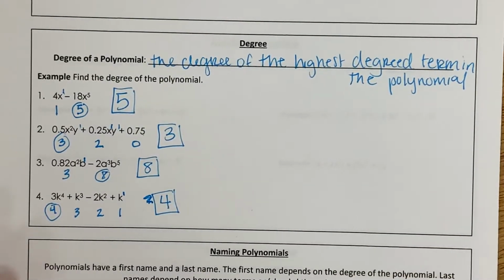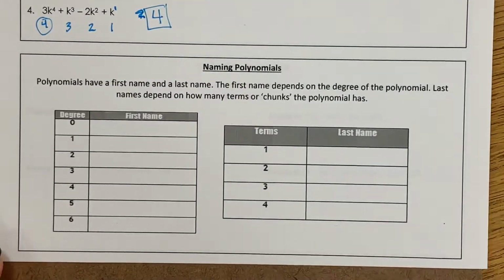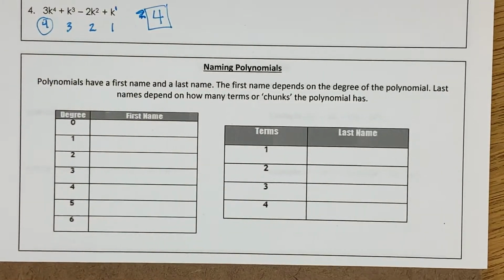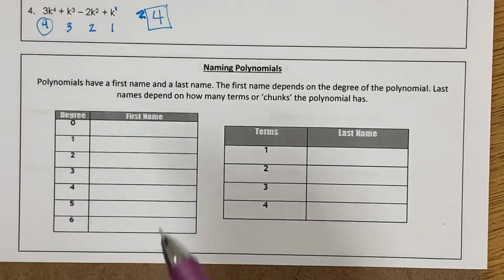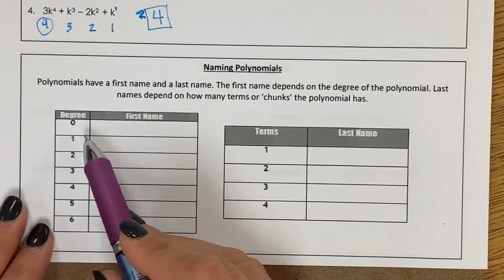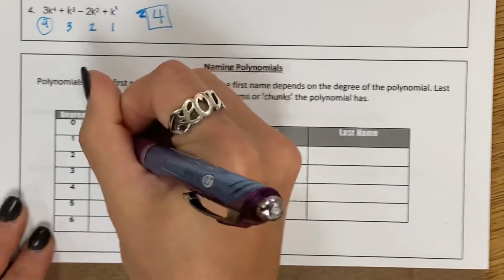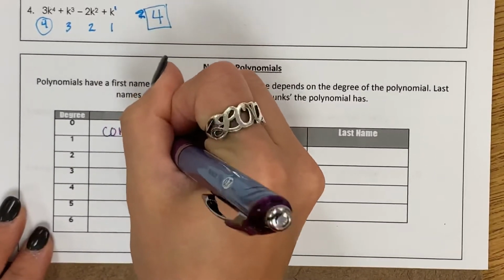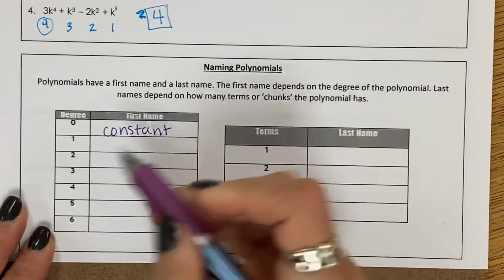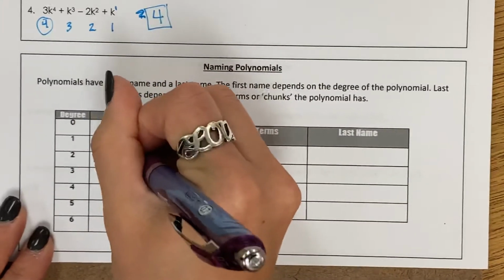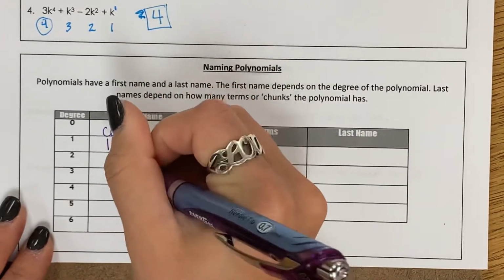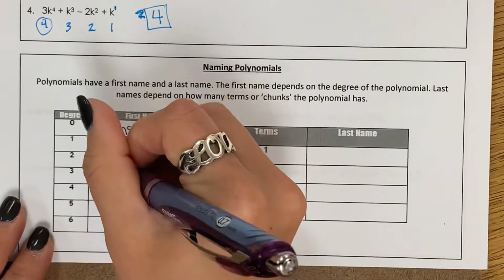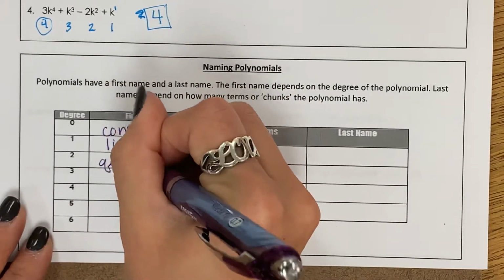Okay. Next, we're going to talk about naming polynomials. Polynomials have first names and last names just like you and me. The first name is based on the degree, which is what we just talked about. If it has a degree of 0, it's called a constant, which is a number without a letter. Next, if it has a degree 1, we call it linear. Then, if it's got a degree of 2, we call it quadratic.